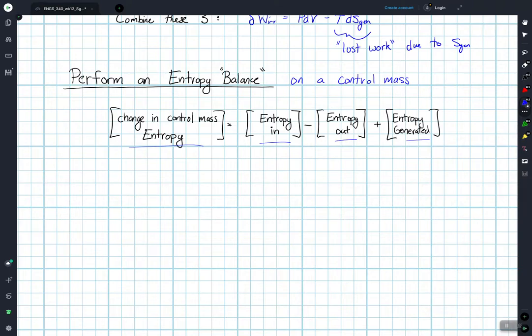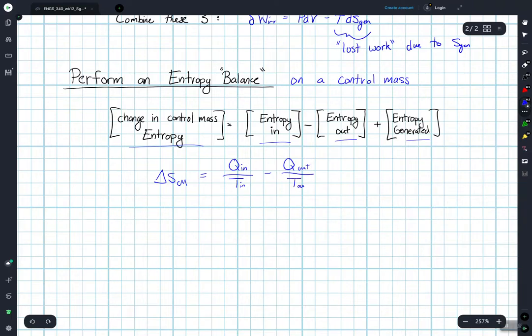So the way that we could write this in variables, the delta S, I'm going to write delta S CM. The change in entropy of our control mass is equal to Q in over T in. So that's the entropy going in, Q over T, minus the entropy going out, again, Q out over T out, plus the entropy that's generated, plus S gen.